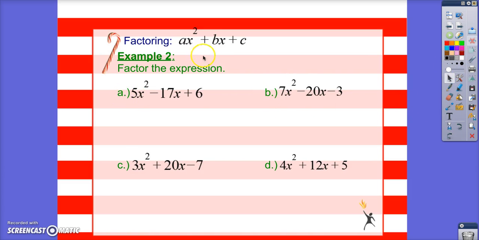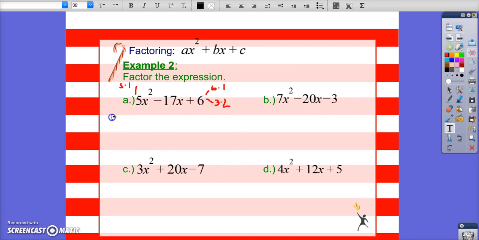Well, we have to take a look at all the factors now of 5 and of 6. So let's actually write them before I start anything. 6 is 6 times 1, 3 times 2. And 5 we have what? 5 times 1.